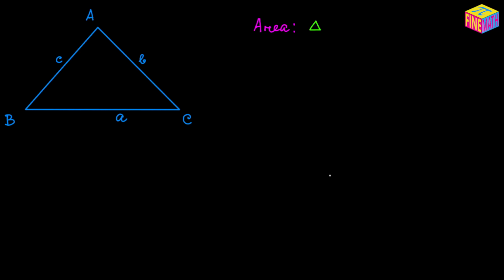Area of a triangle is usually denoted by the uppercase delta letter, which looks like a little triangle symbol, and we know that the area of a triangle is equal to half times base times height. Now from this diagram, if we consider BC to be the base, then what would be the height? Well, height will be a perpendicular line drawn from the vertex A onto BC, which is going to look like this. Now the length AD will be called the height when BC is the base.